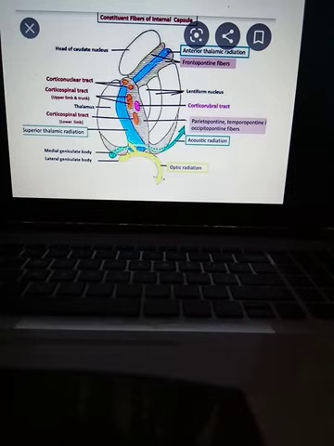Then come your descending fibers, or corticofugal. Ascending are called corticopetal, and these are called corticofugal. The main group here is your corticopontine. That includes your frontopontine, parietopontine, temporopontine and occipitopontine fibers.